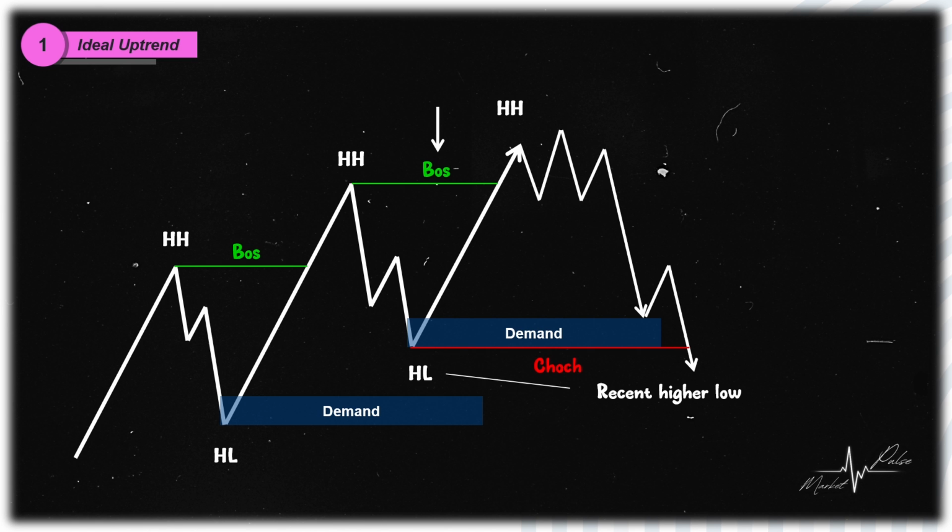A change of character occurs if we get a break and close below this low. This signals that the dominance of the buyers is now in question, and the market may shift structure and enter a downtrend phase. A change of character means a shift in momentum where the price is going to make a reversal. Any mistake in applying these concepts to the chart may bring you a big disaster.